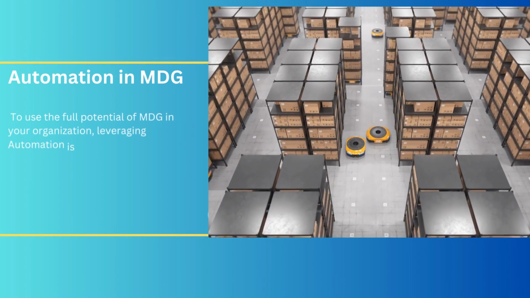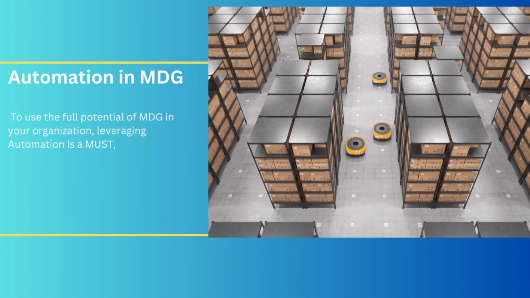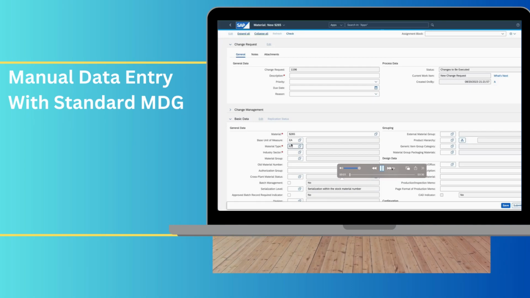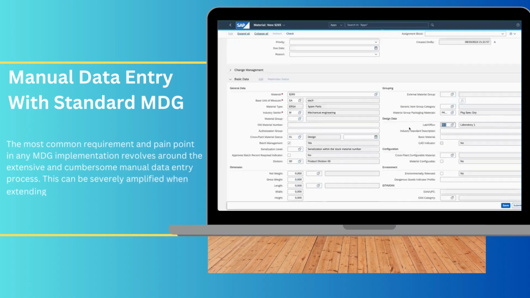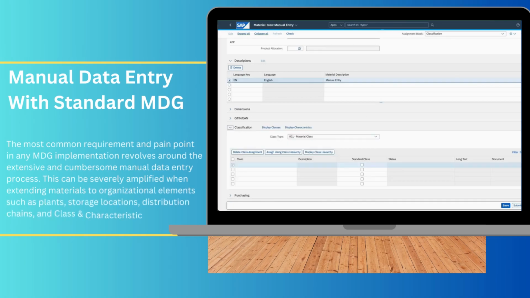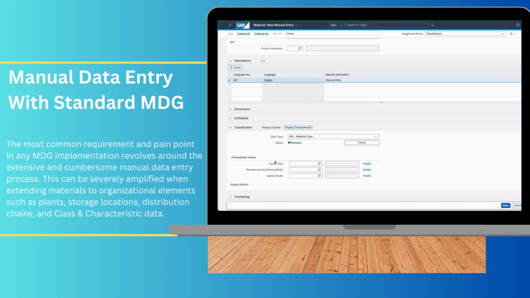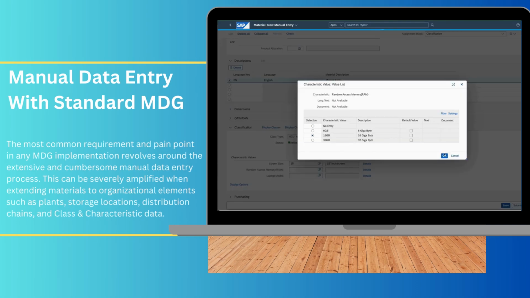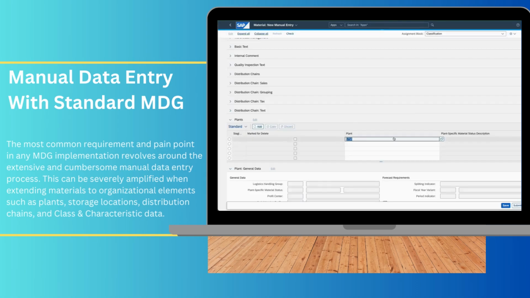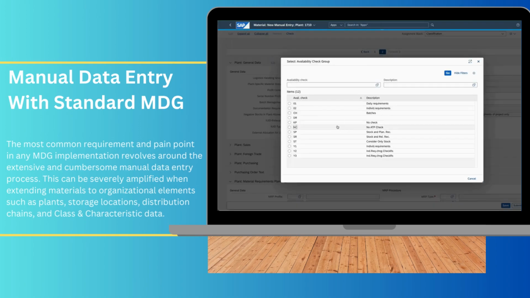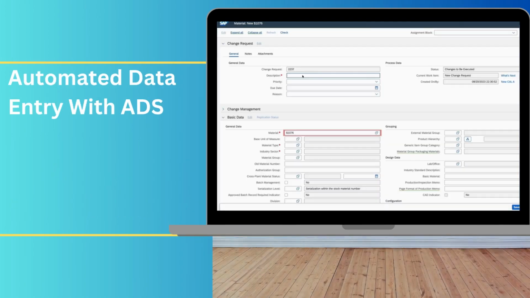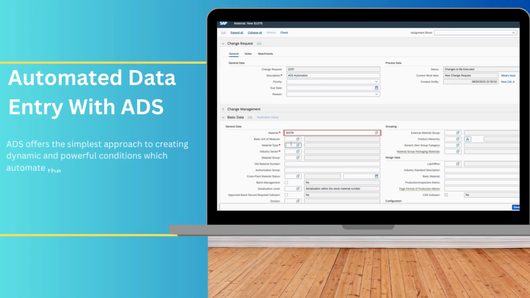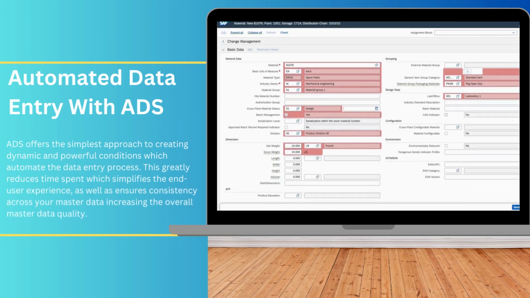To use the full potential of MDG in your organization, leveraging automation is a must. The most common requirement and pain point in any MDG implementation revolves around the extensive and cumbersome manual data entry process. This can be severely amplified when extending materials to organizational elements such as plants, storage locations, distribution chains, and class and characteristic data.